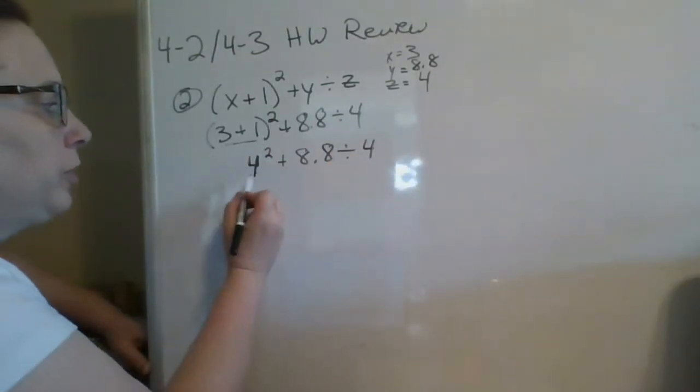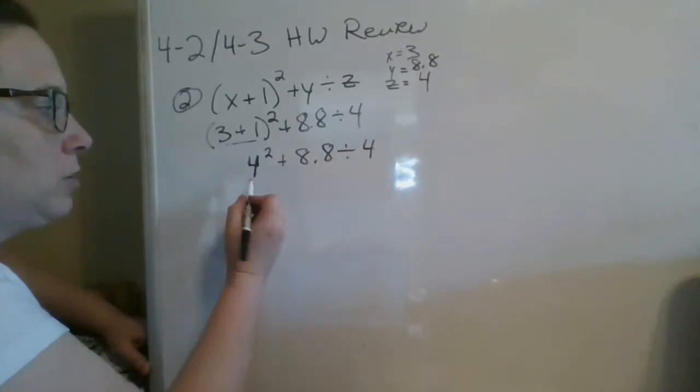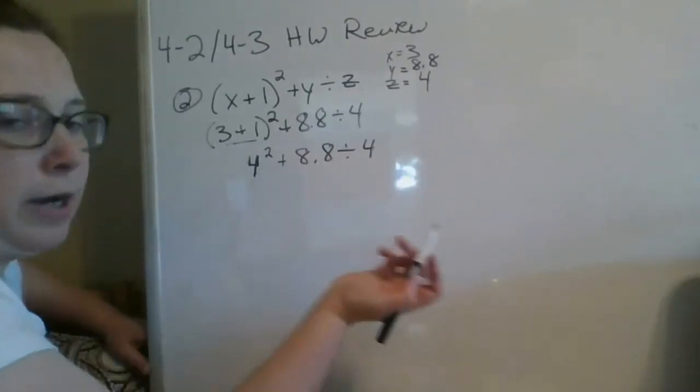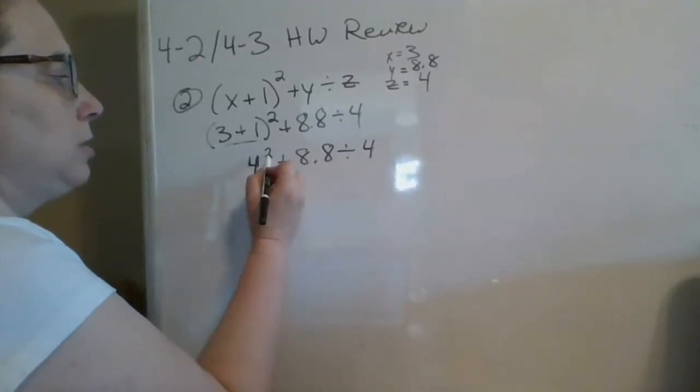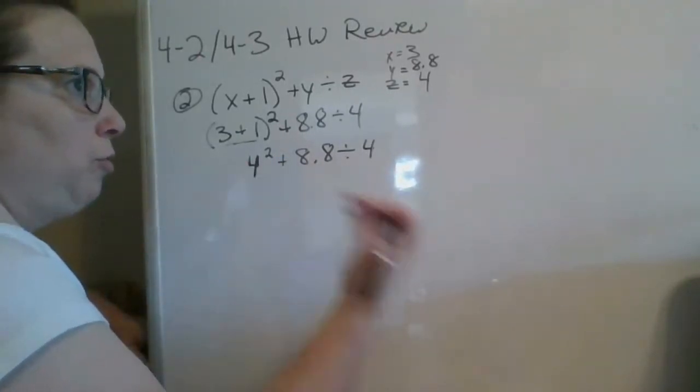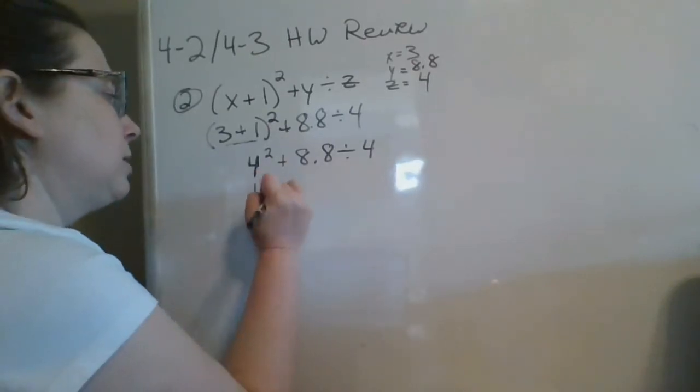4 squared means you're multiplying whatever your base is. So we're multiplying 4s. Your exponent tells you how many of those you have to multiply. So it tells us that we have 2 4s. So 4 times 4 would be 16.